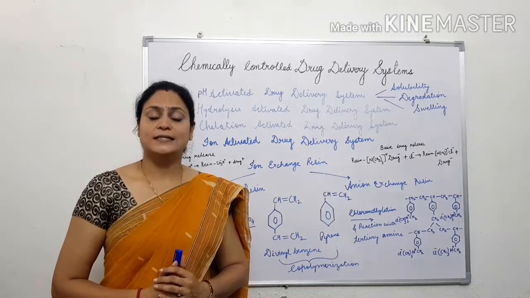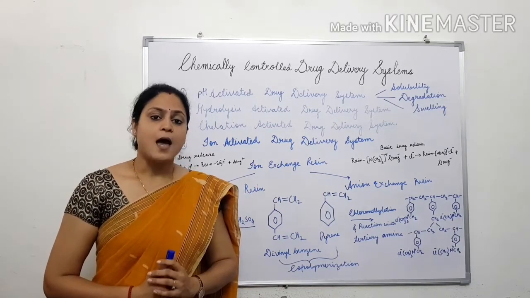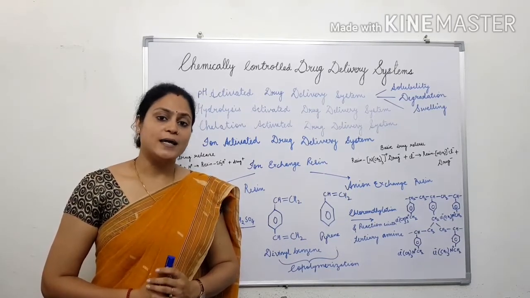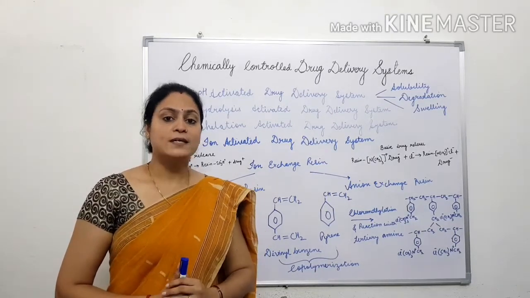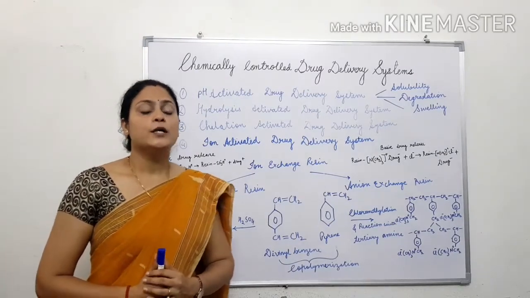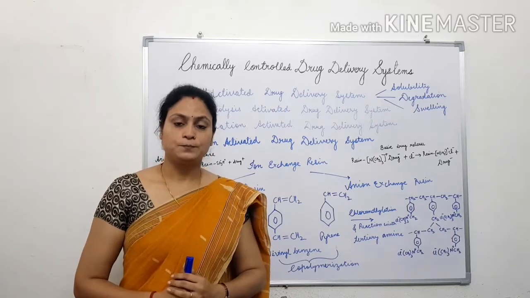Upon reaching the intestine, these polybasic polymers shrink and un-ionize. So they do not show any drug release in the intestine. An example of these swelling dependent types of drug delivery system is the glucose responsive drug delivery system.